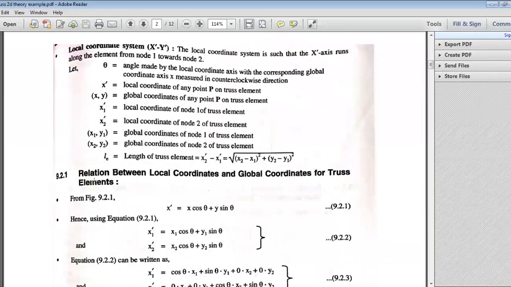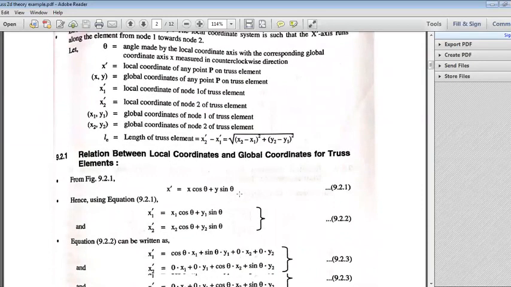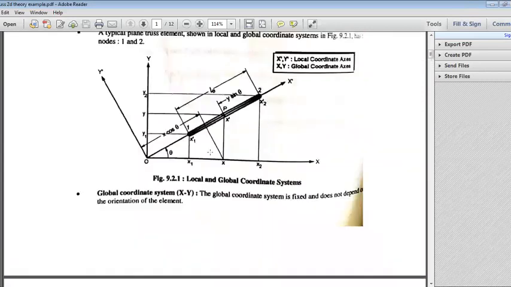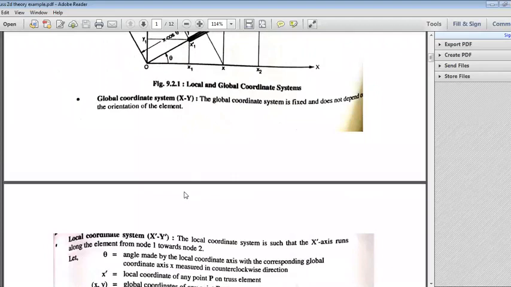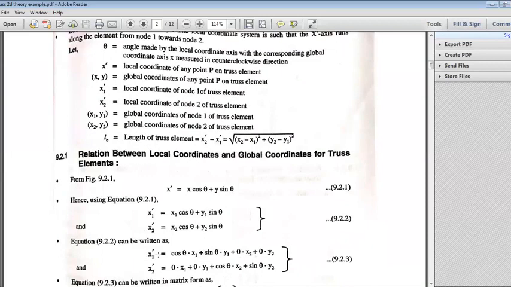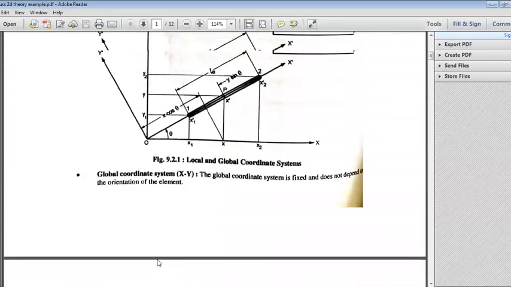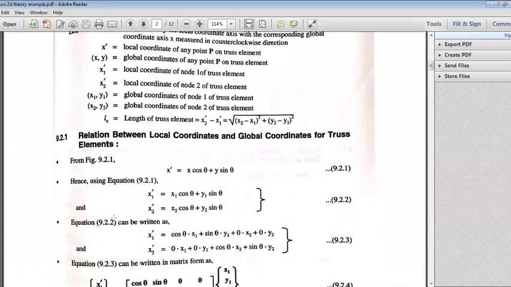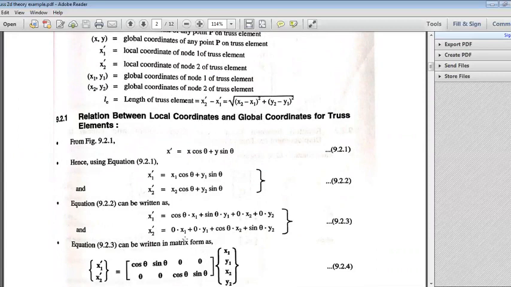Okay, so here as per the mathematical relationship, x dash is equal to x cos theta plus y sin theta. For length, you have to keep in mind x2 dash minus x1 dash, that is, second node x2 dash and first node x1 dash. This much distance is nothing but the length of that element. From the figure you can see x dash is equal to x cos theta plus y sin theta. Using a similar equation for the first node and second node, you can go for x1 cos theta plus y1 sin theta.